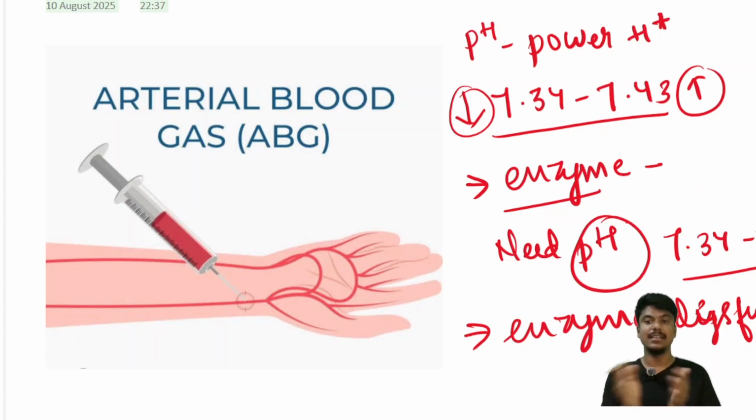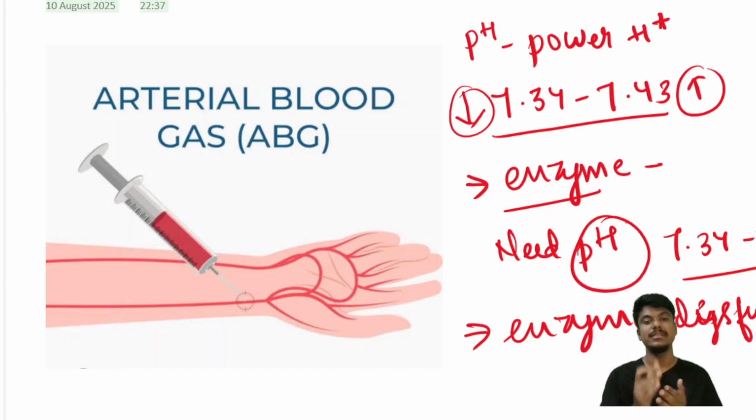So what will happen? The enzymes stop working. As an example, if your liver enzymes are not working, your coagulation process will be disturbed. The patient will exhibit symptoms of a bleeding tendency. If you puncture anywhere, the vessel will not get coagulated, because everything is done by the enzymes. If the pH is altered, the enzymes will not work. That's how the ABG is very important.